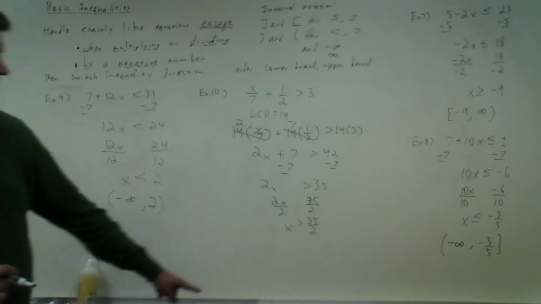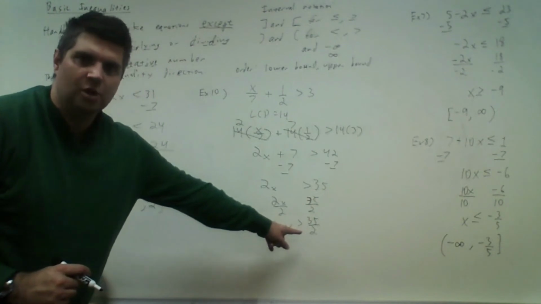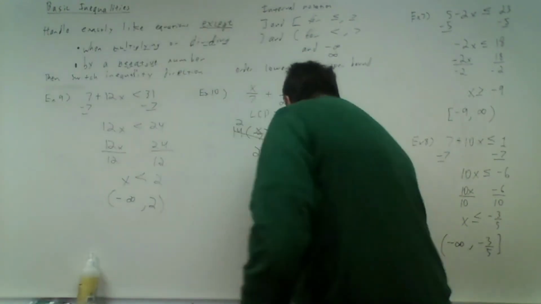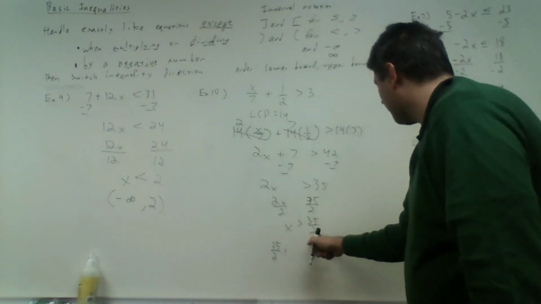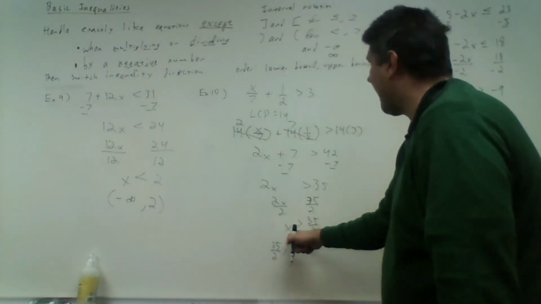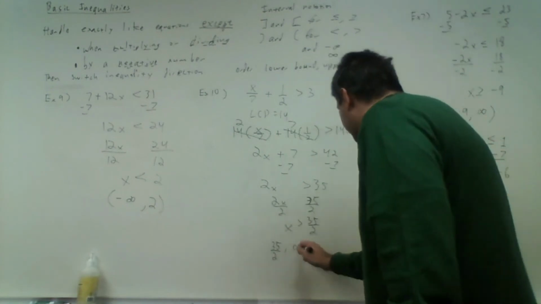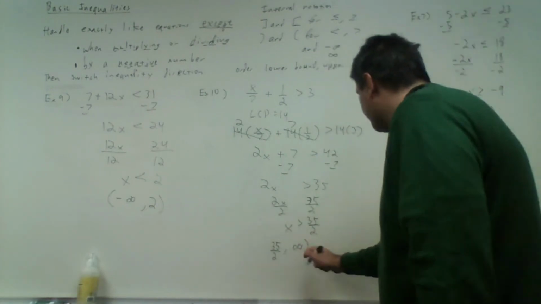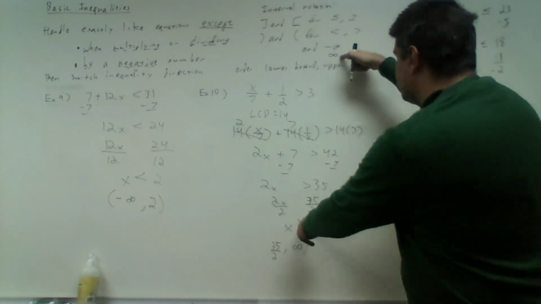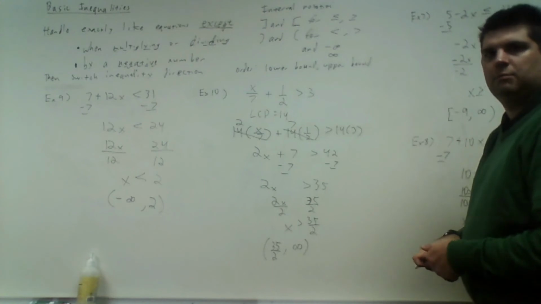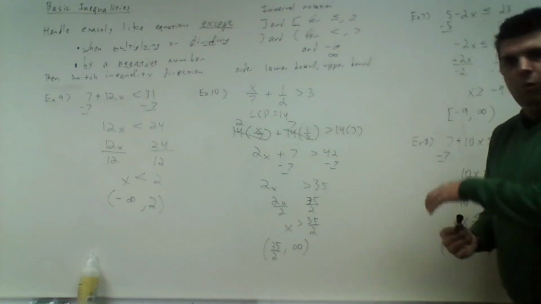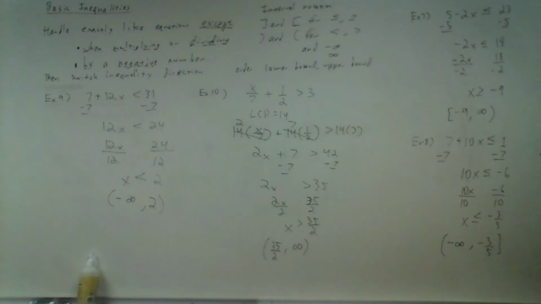Now, this means x is greater than 35 halves, which is our lower limit. There's no limit to how big x can get, so we'll use positive infinity for the upper bound. A parenthesis always goes with infinity, and because of the strict inequality sign, we're going to be using a parenthesis here too. All right.